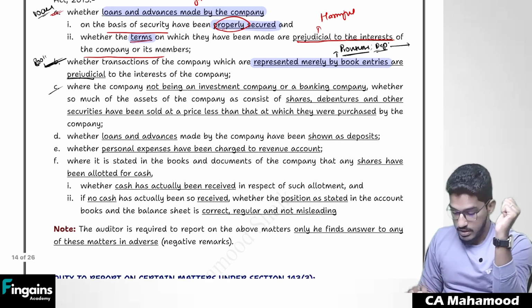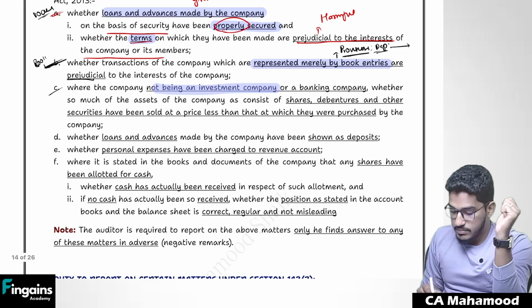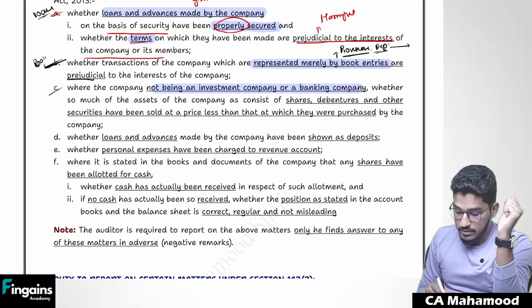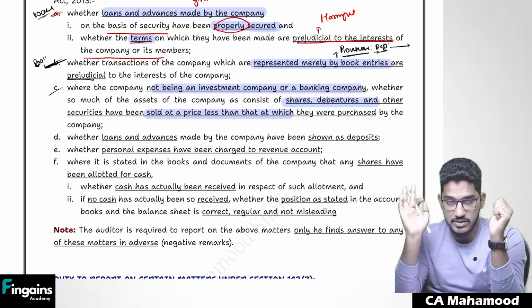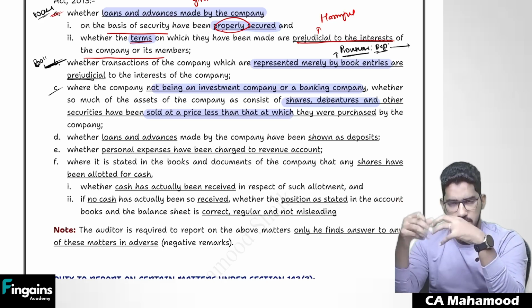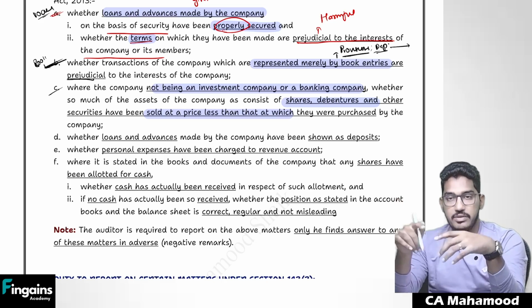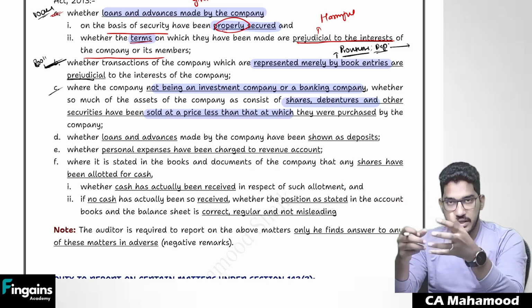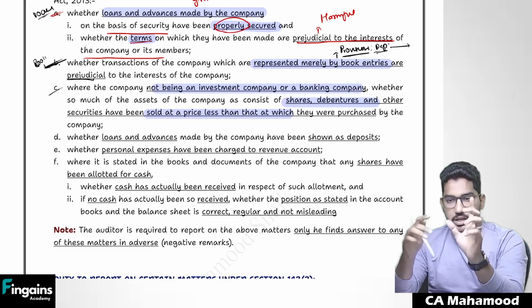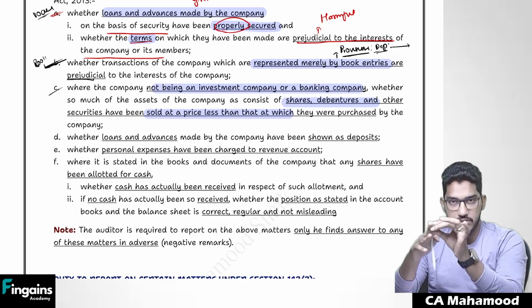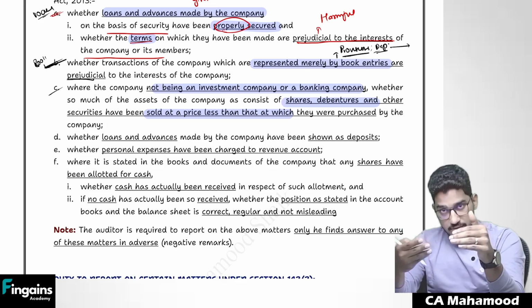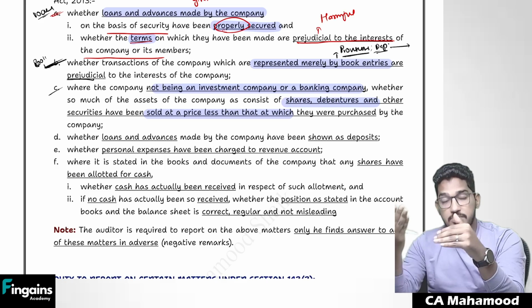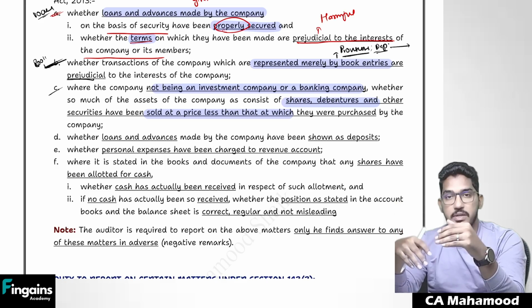Next, the third point: whether the company, not being an investment company or a banking company, has sold so much of its assets consisting of shares and debentures at a price less than the purchase price. If I put it in simple terms, that is the summary. So I need to verify, is my client company holding any assets in the form of shares, securities, or debentures? If yes, have they sold those securities? If yes, did they sell above the purchase price or below the purchase price?